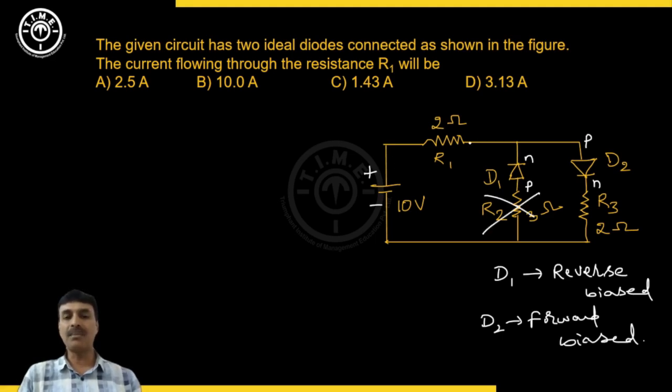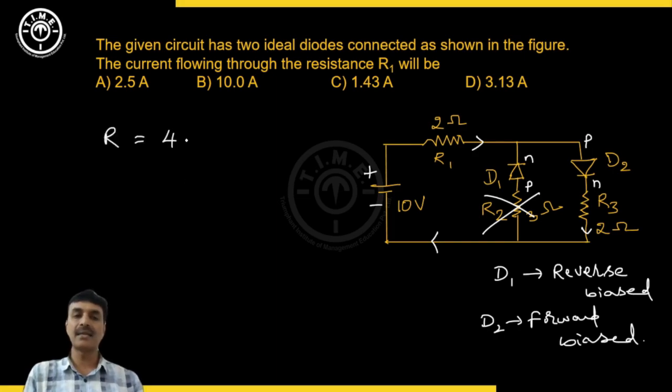Now whatever current passes through R1, that definitely passes through this R3 and comes this way. So in this path, what is the effective resistance? Here you have 2 ohm and here another 2 ohm. 2 ohm plus 2 ohm, that is 4 ohm. Net resistance R is 4 ohm and the potential applied is 10 volt.